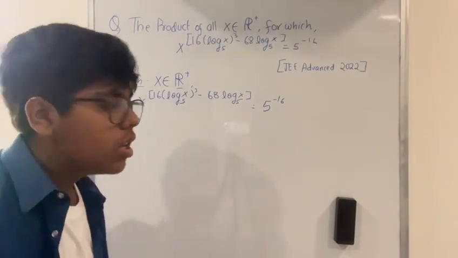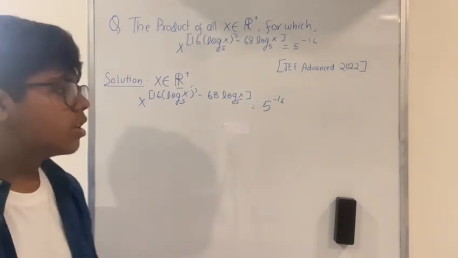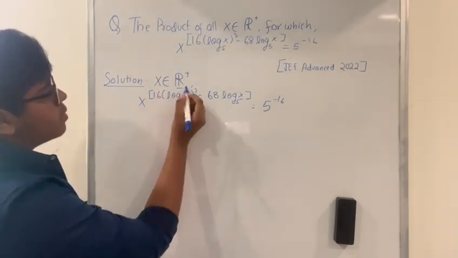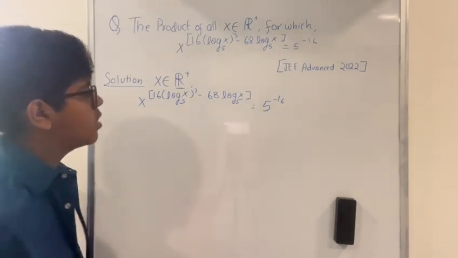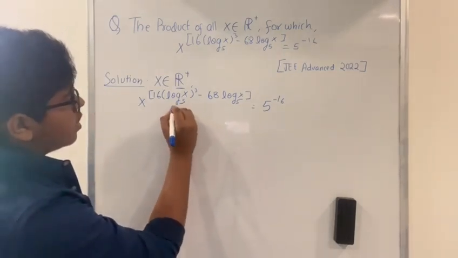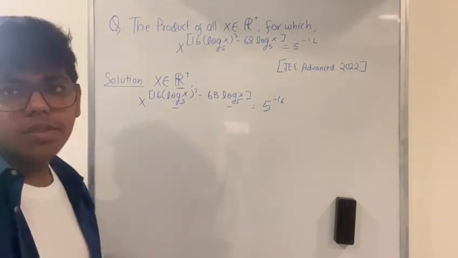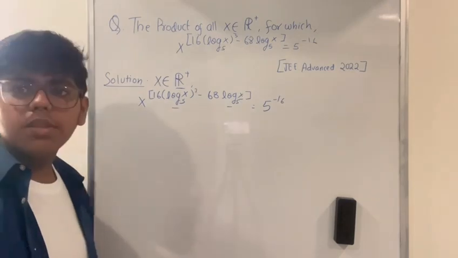Hey guys, so this is a JEE Advanced 2022 question from the chapter Quadratic Equations, and it's given that x belongs to the set of all positive real numbers, and this equation has been given. So by looking at the equation, I see that there is this one term, log x base 5, that could give us some trouble. So we will just assume it to be some t.